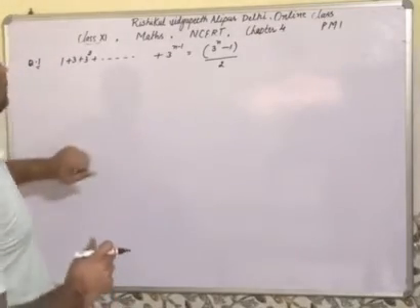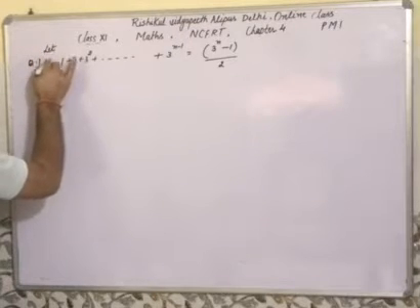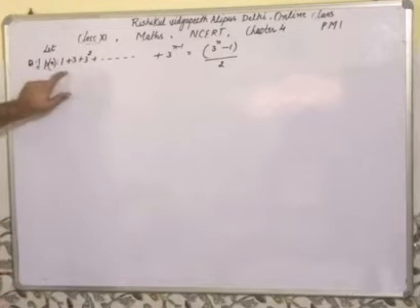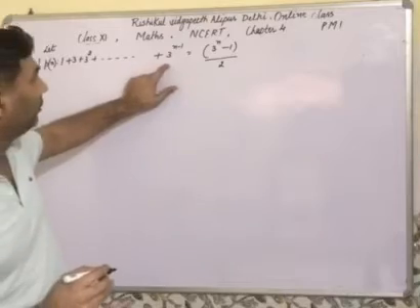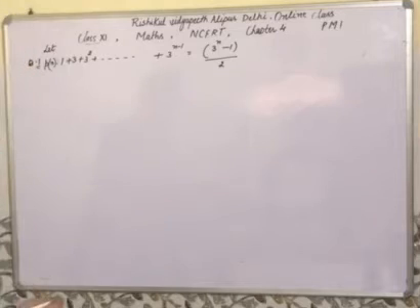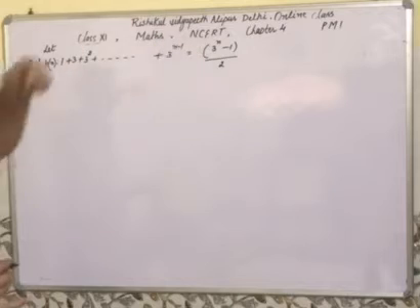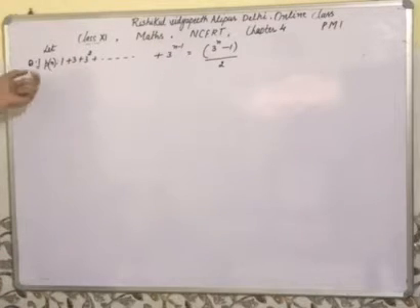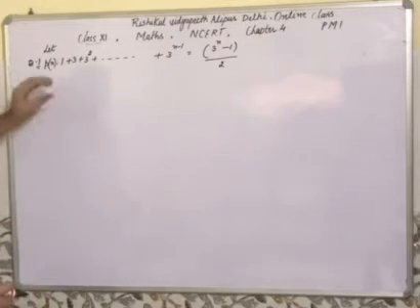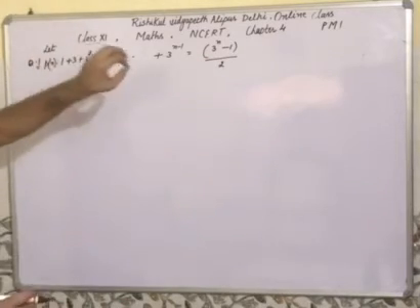First, let this statement be P(n). Suppose that P(n) is the statement 1 plus 3 square and so on up to plus 3 raised to power n minus 1 is equal to 3 raised to power n minus 1 by 2, and the left hand side is equal to the right hand side. We can prove this by first showing the statement is true for n is equal to 1.